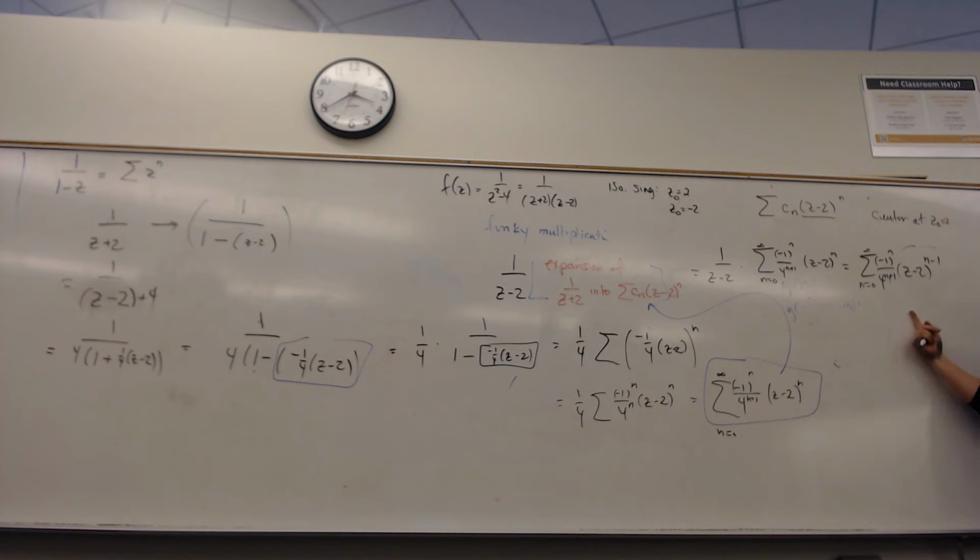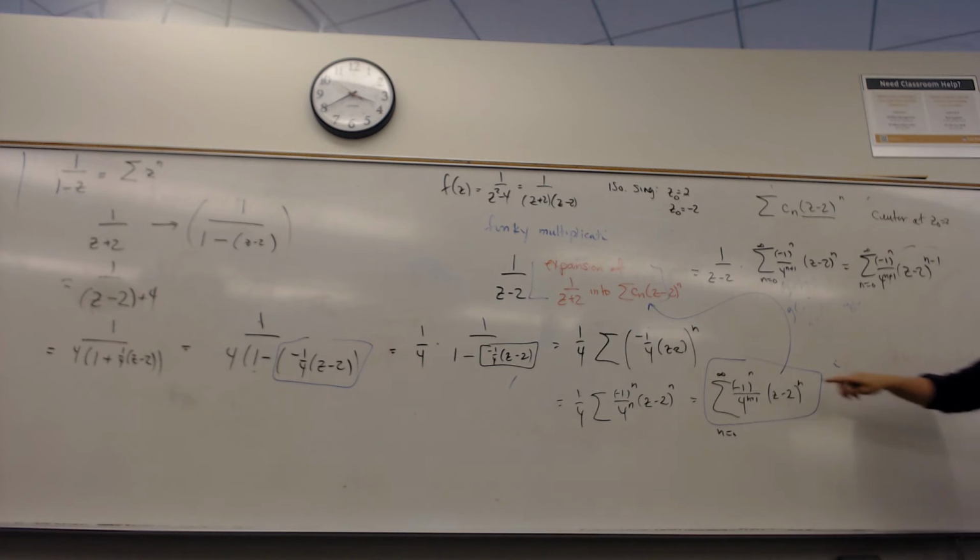According to the series, what is the order of the pole at z equals 2? How many terms with negative powers come out of this series? Just one, right? If you put in 0, you get (z - 2) to the minus 1. But if you put in 1, you get (z - 2) to the 0. So there's a single term with a negative power.